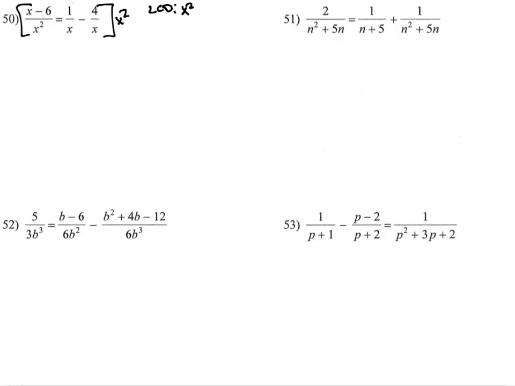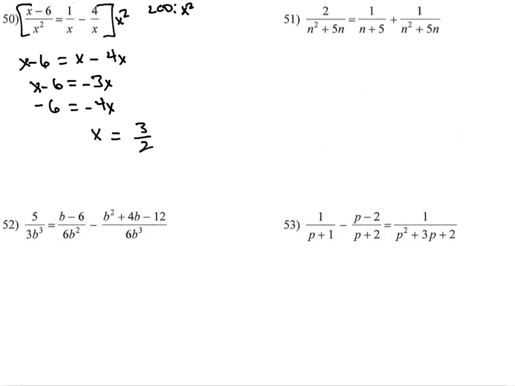When we do that, x squared times the fraction all the way on the left, the x squareds cross off, we're left with x minus 6 equals 1 over x times x squared is just x, minus 4 over x times x squared is minus 4x. So we're just going to combine like terms here. So x minus 6 equals negative 3x. I'm going to subtract x. Negative 6 equals negative 4x. Divide by negative 4. x equals 3 over 2.